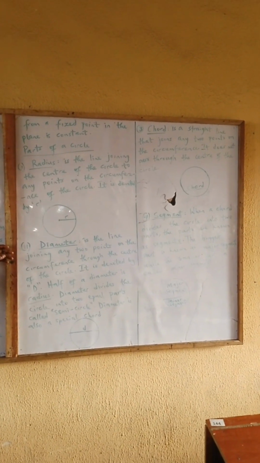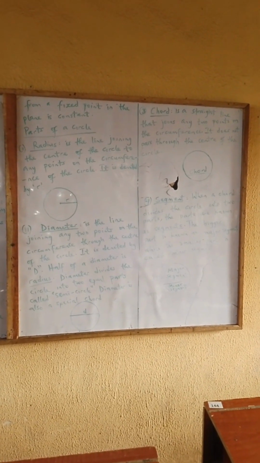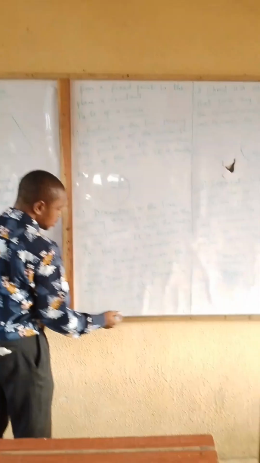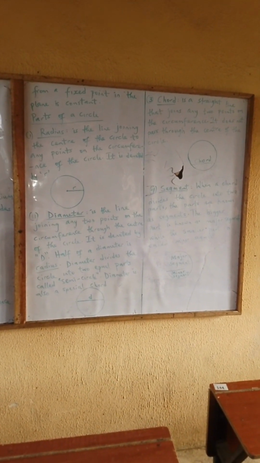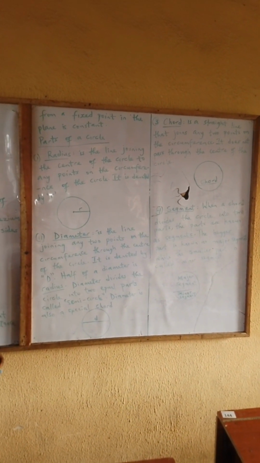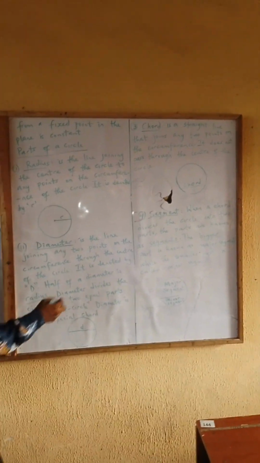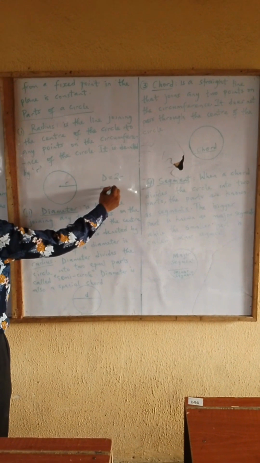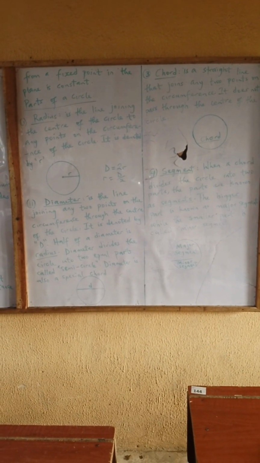Then we also have diameter. Diameter is the line that joins any 2 points on the circumference through the center of the circle. For instance, this is a point on the circle, this is another point on the circle. So the straight line through the center that joins the 2 points is known as diameter, and it is denoted by D. And diameter is 2 radius. So that's why we have our formula D equals 2r, and r equals D over 2. So that's why we say radius is half of a diameter.